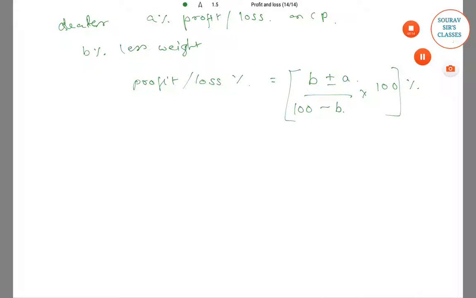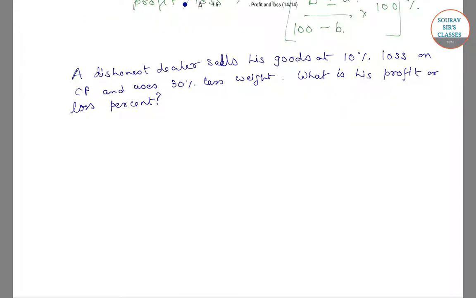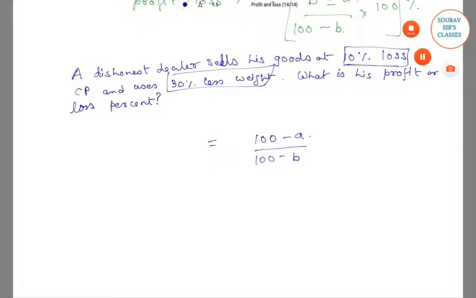Now let us solve the following question. Here a dishonest dealer sells his goods at 10% loss on cost price and uses 30% less weight. So we have to find his profit or loss percent. It would be given by (100 minus A, that is 10) divided by (100 minus B, which is 30), into 100 minus 100%.